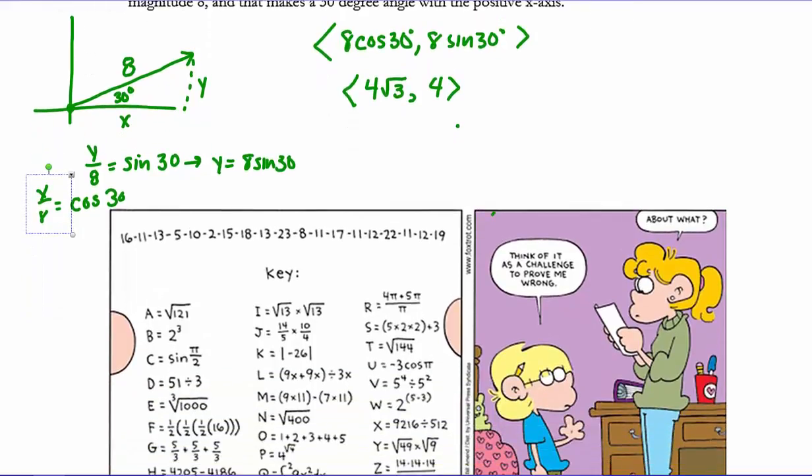So there is our introduction to vectors. We're going to do a lot more with them. So I hope you enjoyed that.